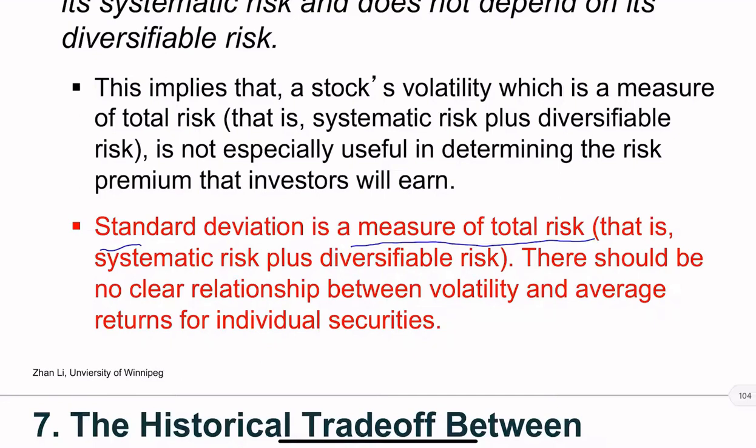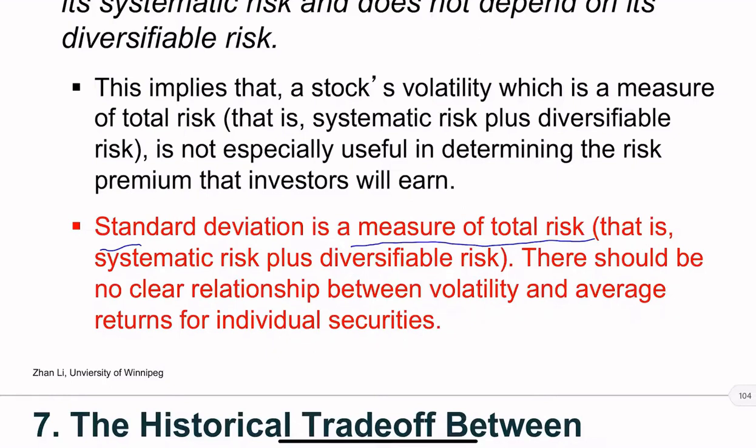And then we know that as the investor, you will only get compensation for bearing systematic risk. So there should be a positive relationship between return and systematic risk. However, there should not be a positive relationship between return and total risk, which implies there shouldn't be any relationship between return and standard deviation.